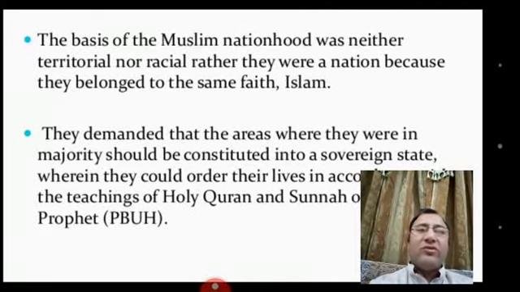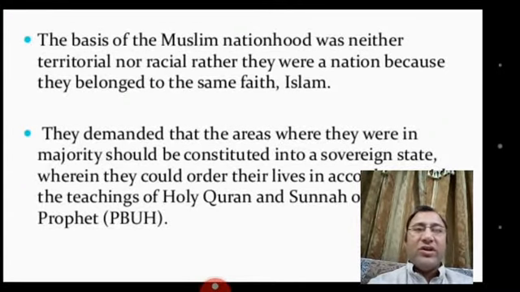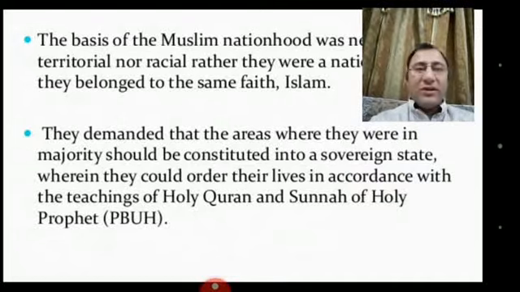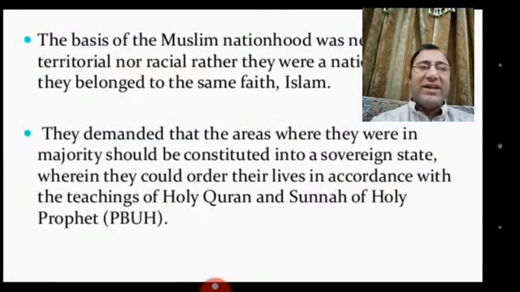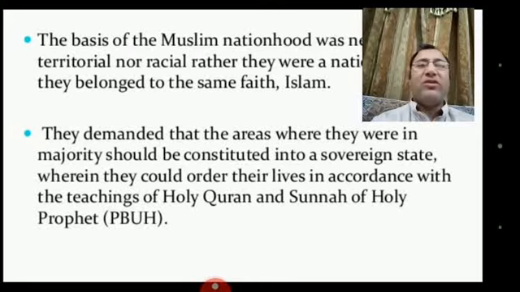Actually, the base of Muslim nationhood was not territorial, nor racial. It is not based on territory or race. It has a very strong base: belonging to the same faith, that is Islam. Moreover, the Muslims of the subcontinent demanded that areas where Muslims are in majority be constituted into a single sovereign state, so that Muslims could live there according to the teachings of the Quran and the Sunnah of the Holy Prophet, peace be upon him.